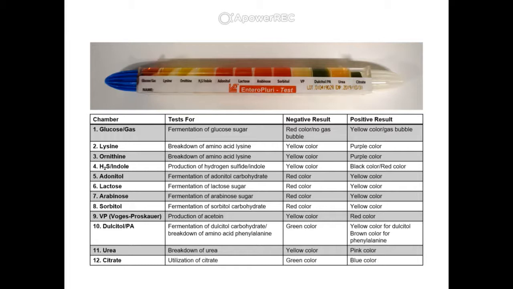Then we have our Voges-Proskauer test, and then something called dulcitol/PA. This looks at fermentation of the dulcitol carbohydrate and the breakdown of the amino acid phenylalanine. And then we have urea catabolism and citrate catabolism.